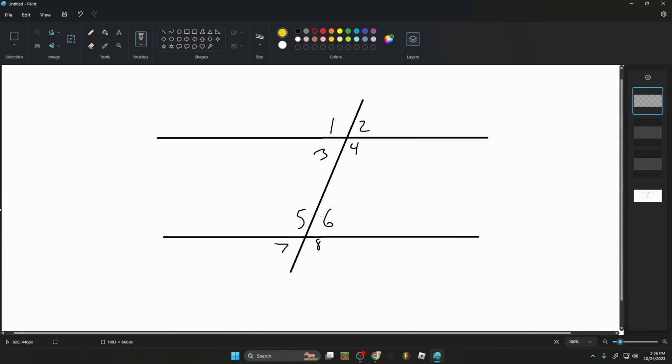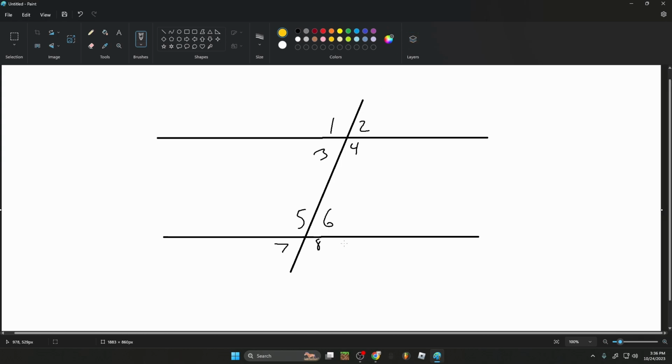Converse of the consecutive interior angles. This theorem states that if angles 3 and 5 equal 180, the lines are parallel. These arrows I drew mean that the lines are parallel to each other. So if you see that, that means the lines are parallel. You don't have to use these theorems. This also applies to angles 4 and 6. If these equal 180, then these lines are parallel.